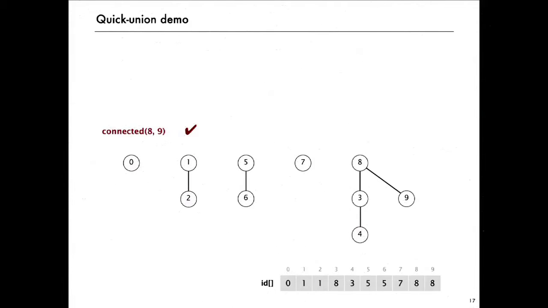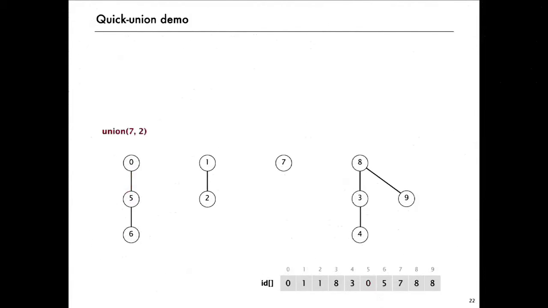Now if we get our 8 and 9 connected, we just check, do they have the same root? And they both have the same root, 8, and so they're connected. 5 and 4, 4's root is 8, 5's root is 5. They're different, they're not connected. 5 and 0, 5 goes to be a child of 0. 7 and 2, 7 goes to be a child of 2's root, which is 1.